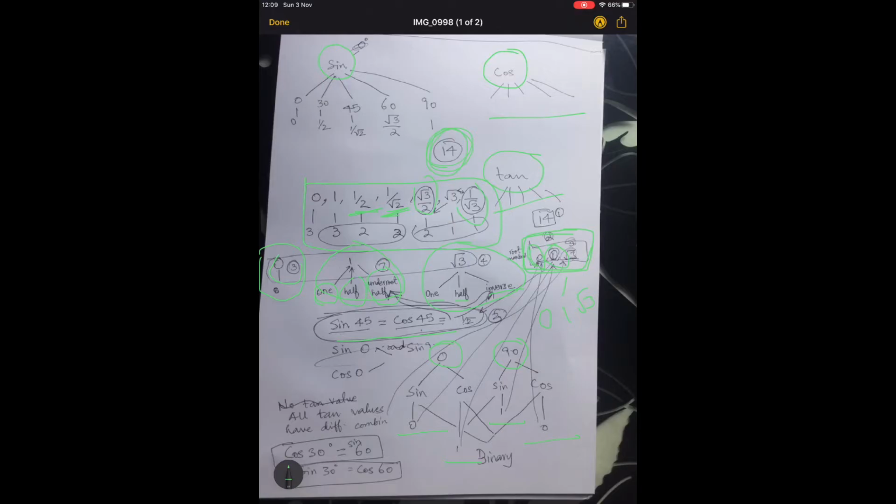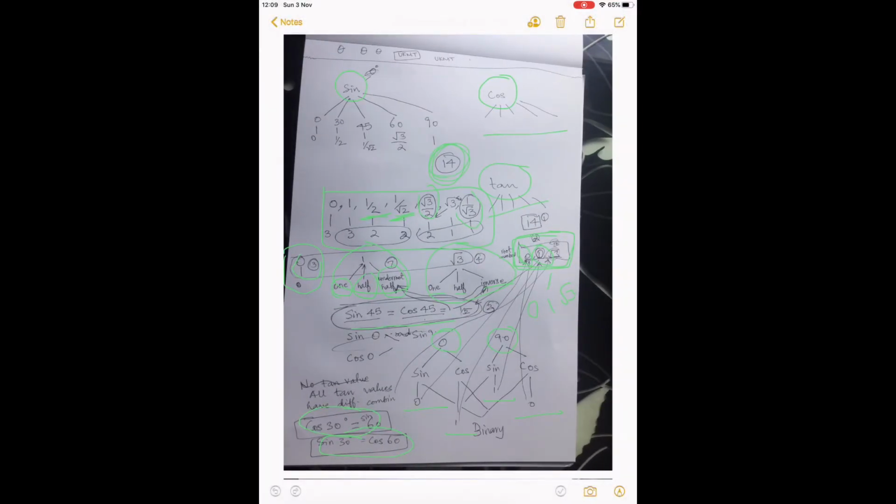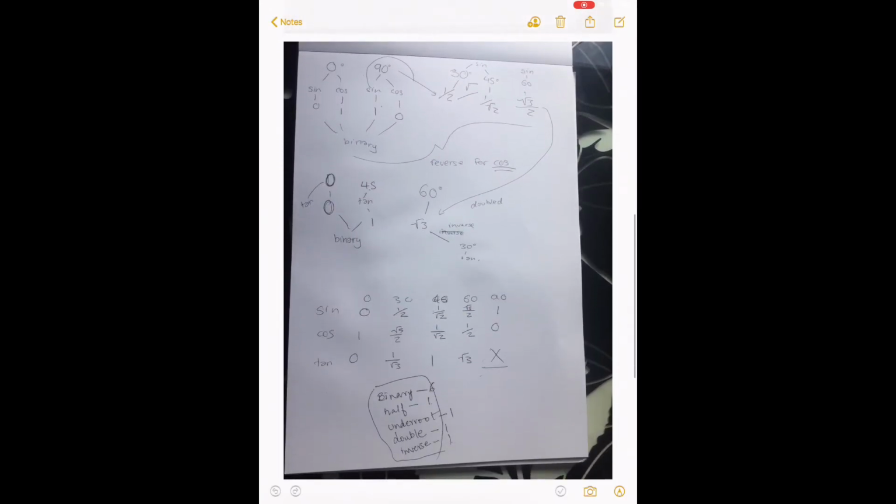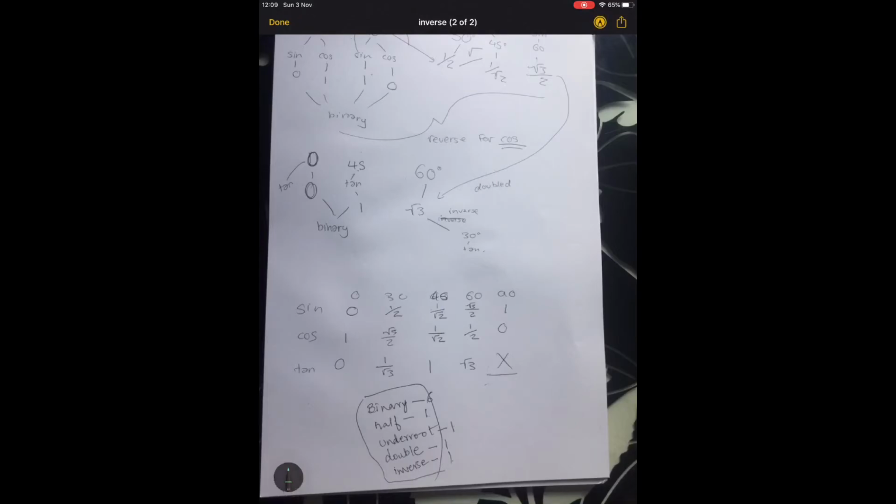And then we also found out that cos 30 equals sine 60, and we found out that sine 30 equals cos 60. So with this diagram, we then finally figured out that all the sine values and all the cos values are just the reverse of each other. So if you know all your sine values, then you reverse that to get your cos values. So here, how we stated over here, so reverse for cos.